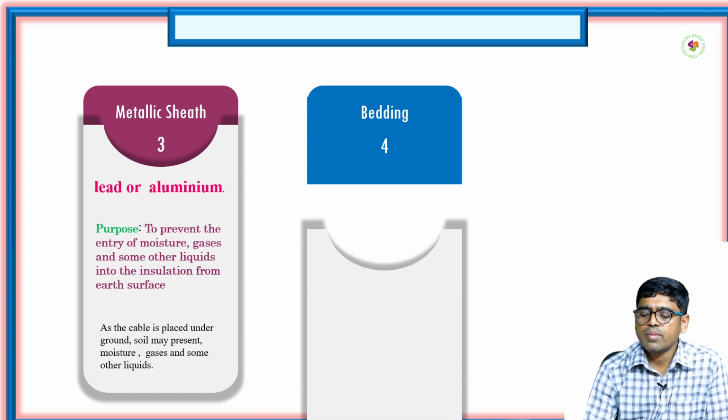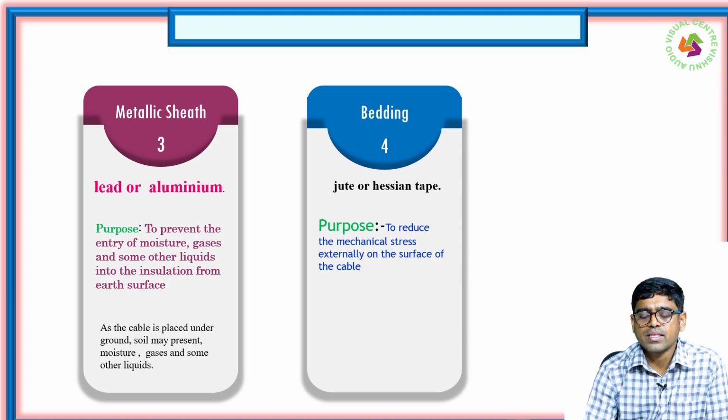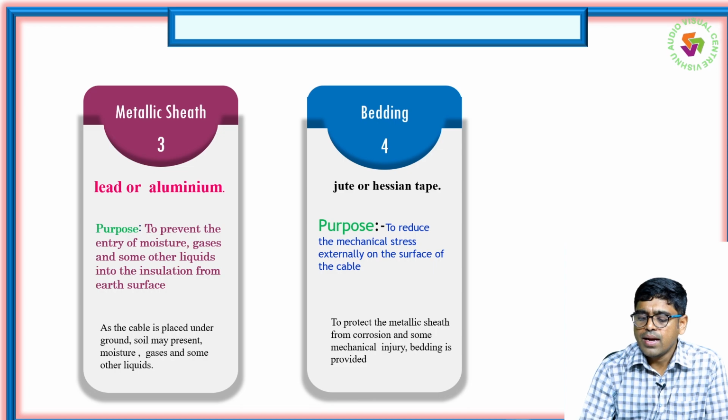Next part we have is bedding. It may be made of jute or hessian tape, and the purpose is to reduce the mechanical stress externally on the surface of the cable. This bedding is another layer to protect the metallic sheath from corrosion or mechanical injuries.